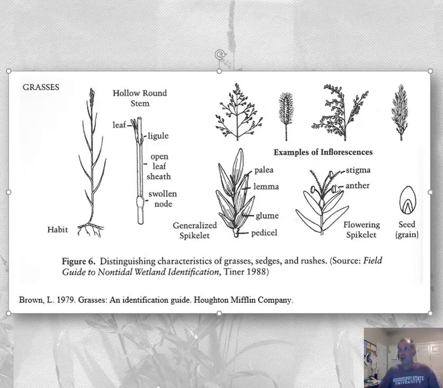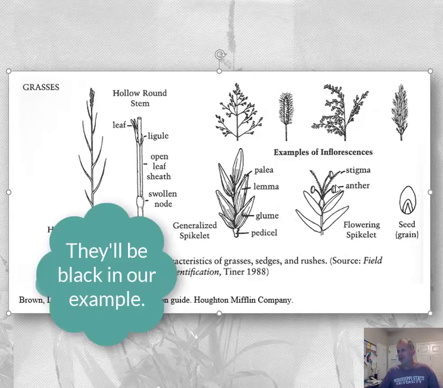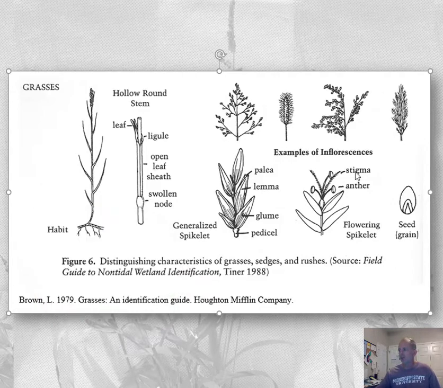What other colors? Sometimes they're yellow. Corn is a grass, for example. So yellow, black. Sometimes I've seen them that are reddish or purplish. But anyway, those little flower parts, the stigma and the anthers, will stick out of the upper portions of the floret at anthesis, at the time when the flower is flowering, for lack of a better word.